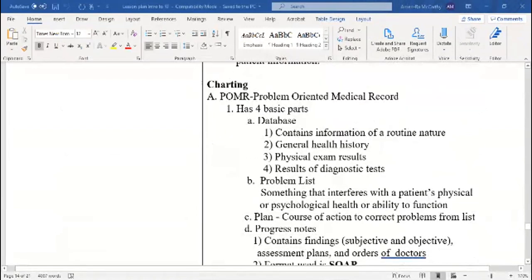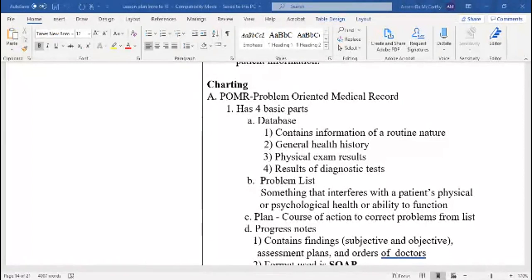The database contains the information of a routine nature: general health history, physical exam results, results of diagnostic tests like ABGs and X-rays, CTs, MRIs, any kind of diagnostic test like that. You'll find it's made into the database, right? That's the database of the POMR, which is the problem-oriented medical record. This is the record, okay?